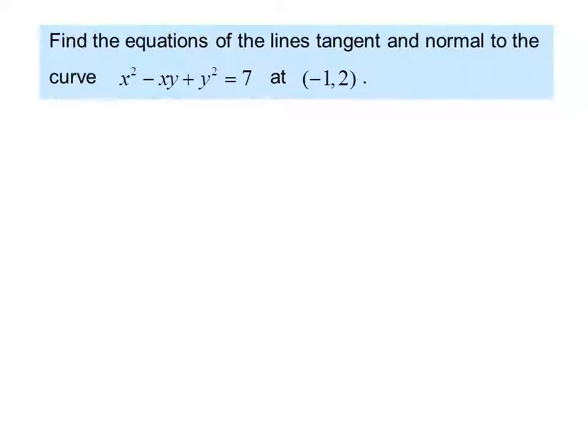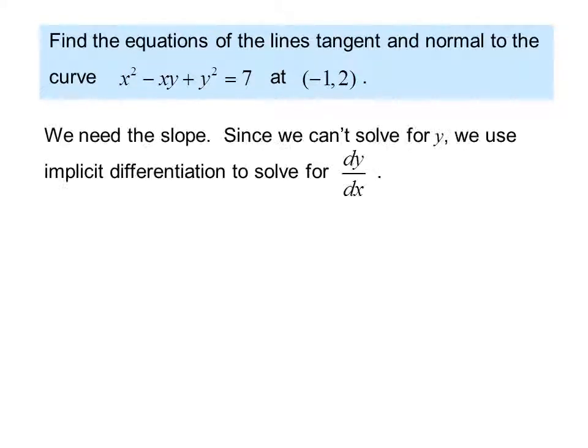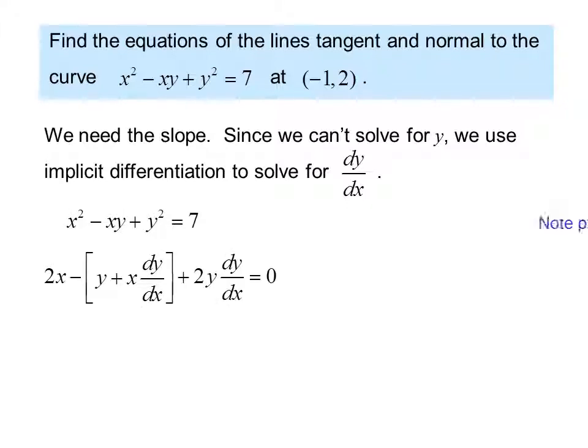Example, find the equations of the lines tangent and normal to the curve x squared minus xy plus y squared equals 7 at (-1, 2). We need the slope. We can't solve for y, so we use implicit differentiation to solve for dy/dx. So we take the derivative of both sides with respect to x. Notice because we have a product, neither one of these are constants. So because we have a product, we have to use the product rule.